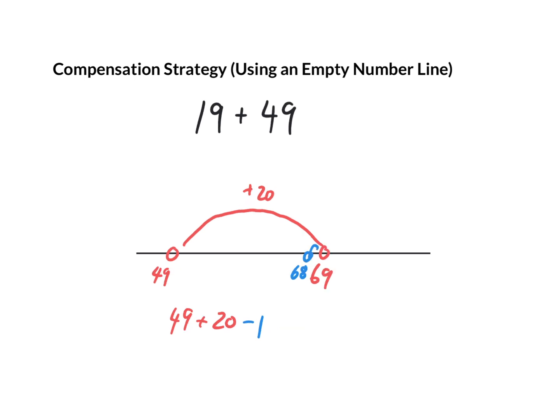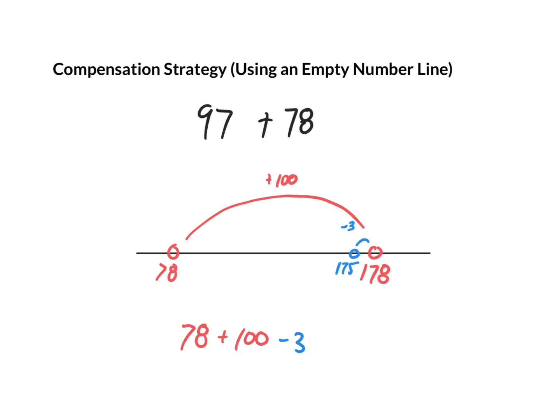Let's look at another example. 49 plus 19 or 19 plus 49. I start at 49 and I say to myself, I don't want to work with 19. I want to work with the number 20. So I say 49 plus 20 is 69. And then I take 1 away because I need to still work with that 19. So 49 plus 19 is 68.